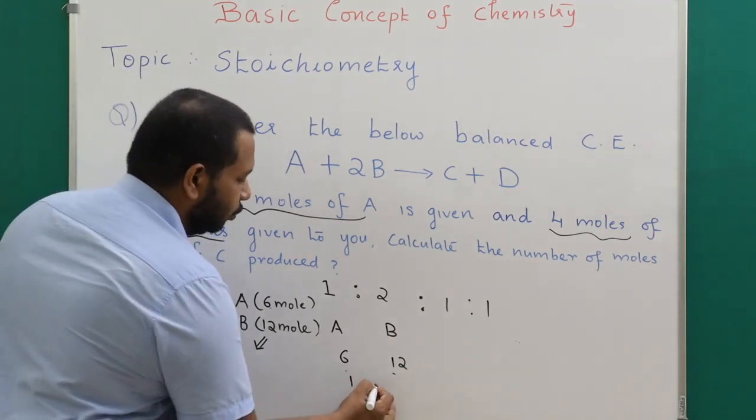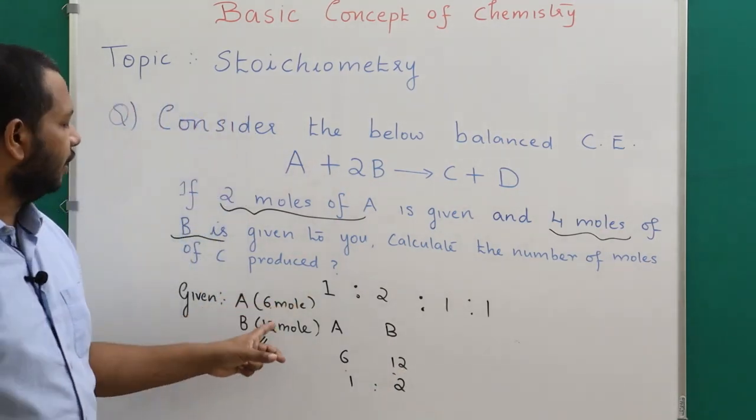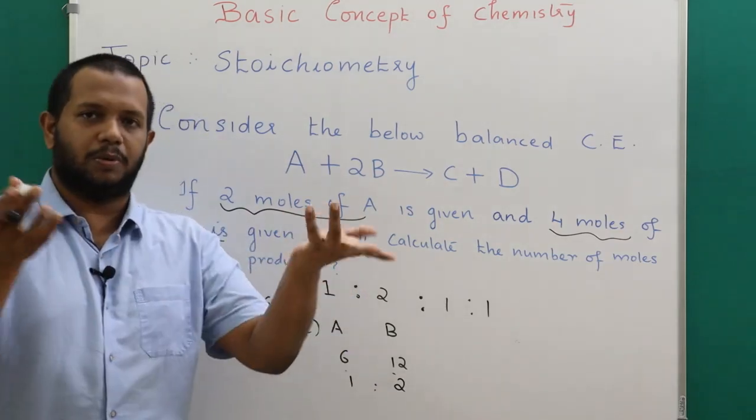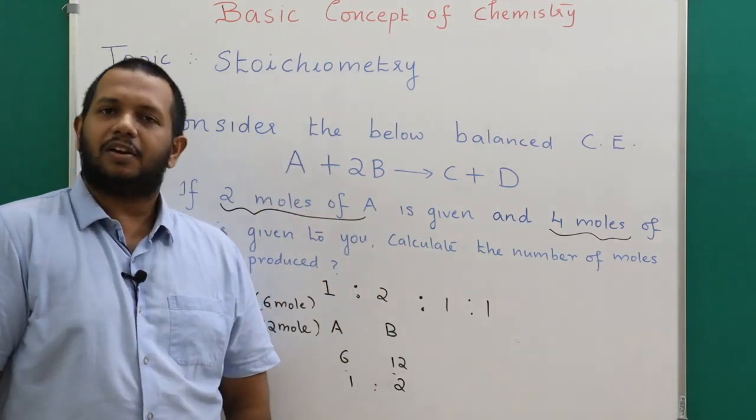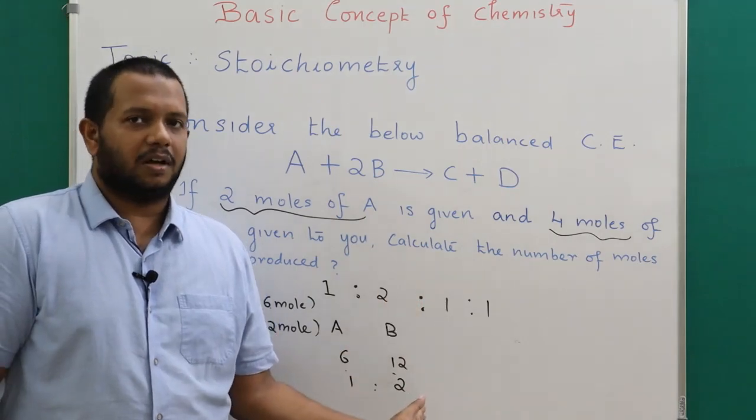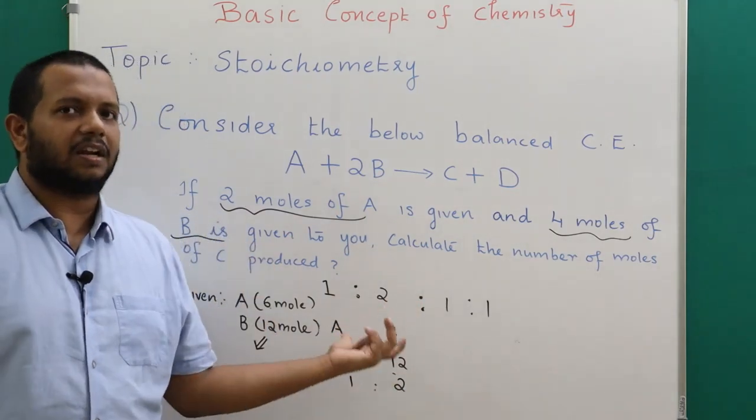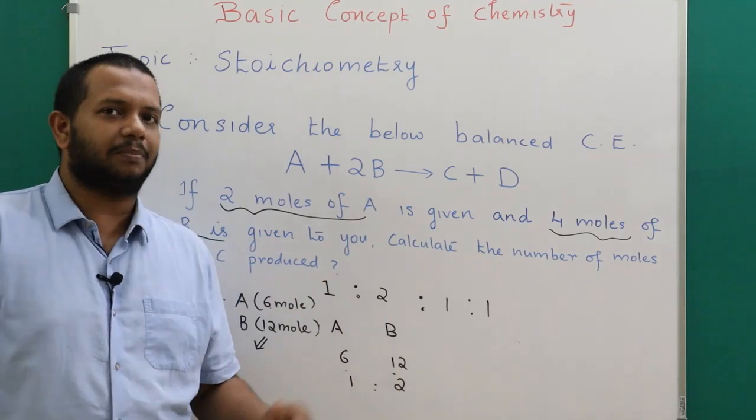The ratio is 1:2. So if they are giving 6 mole of A and 12 mole of B, I can say that there will be no limiting reagent. Understood? So I hope you understood how to check whether a limiting reagent exists or not. This is the simplest way.